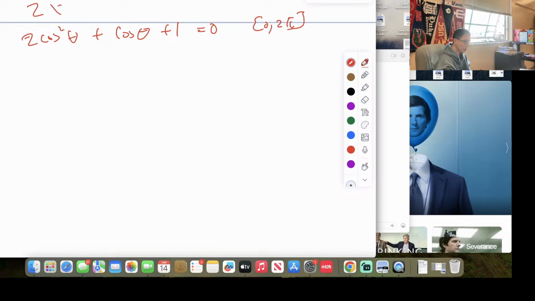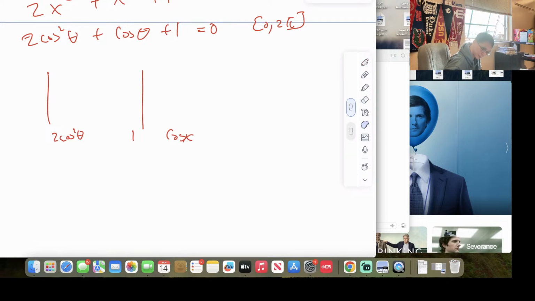Think about this. This is no different than 2x squared plus x plus 1, right? And this is where I say the box method is better because it shows everything. I'm sorry, one of them is a negative sign, by the way. Sorry, this one is a negative sign. So this is a negative 1, right? So what times what equals 2 cosine squared theta?